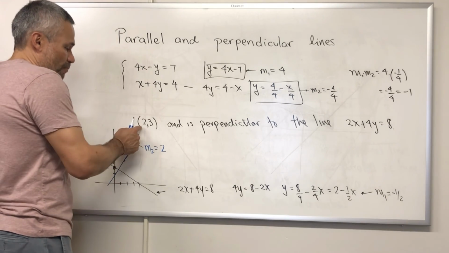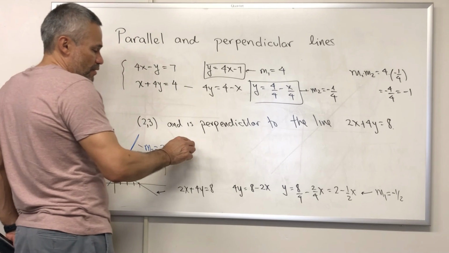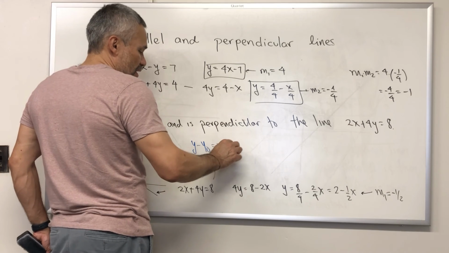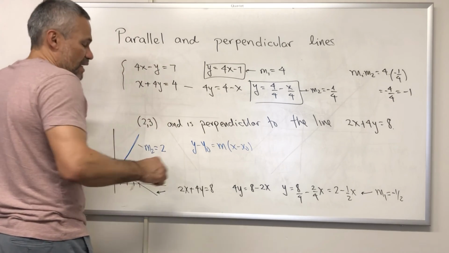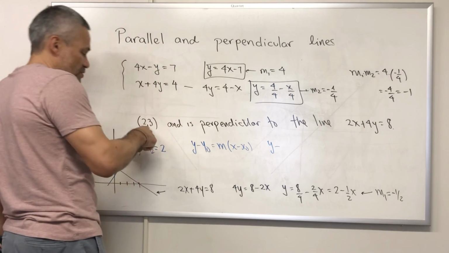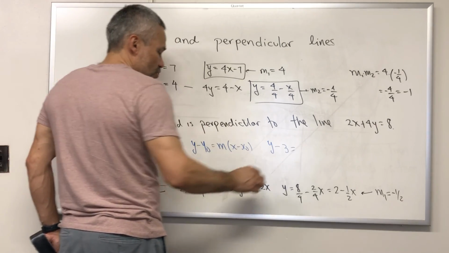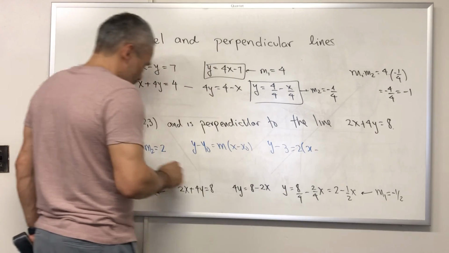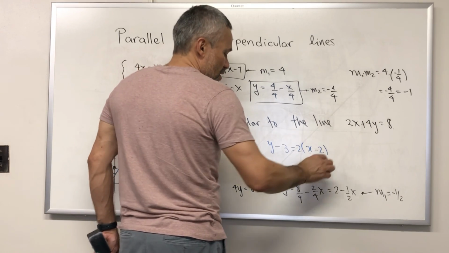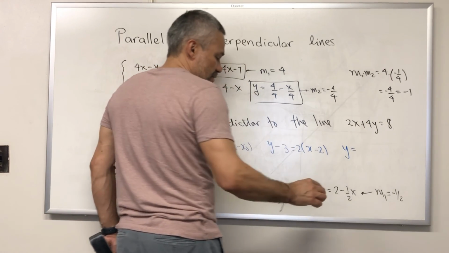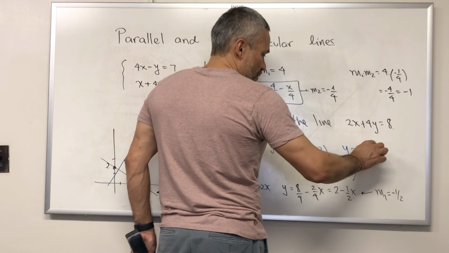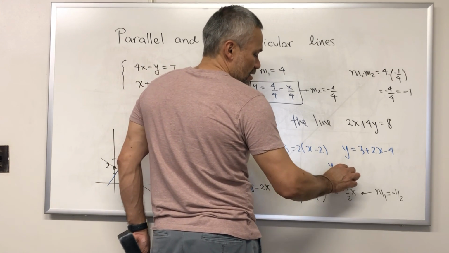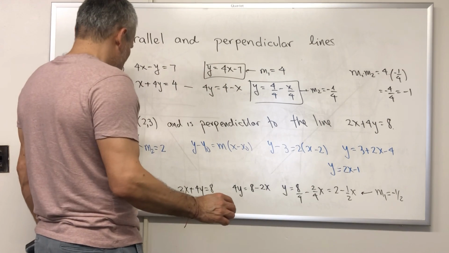And then we have a point, and we have the slope. Then we do y minus y sub 0 equal to the slope times x minus x sub 0. For this line, we have that y minus y sub 0 is y minus 3, which should be equal to 2 times x minus x sub 0, which is 2. And then we have that y is equal to 3 plus 2x minus 4. And then y is 2x minus 1.